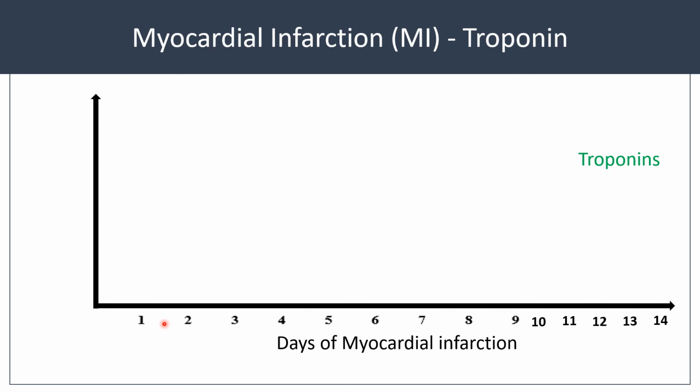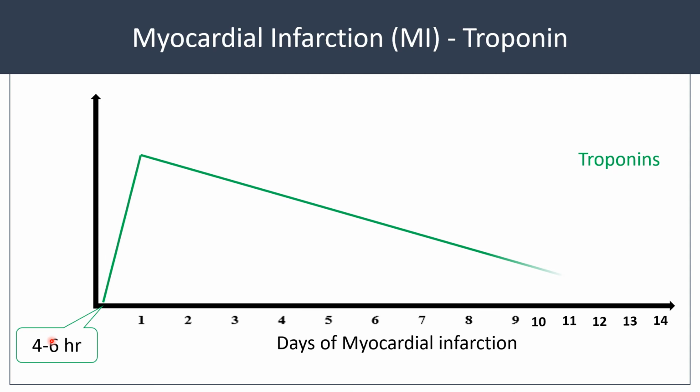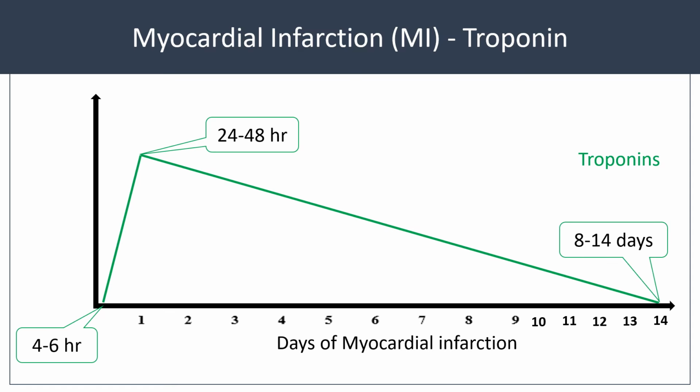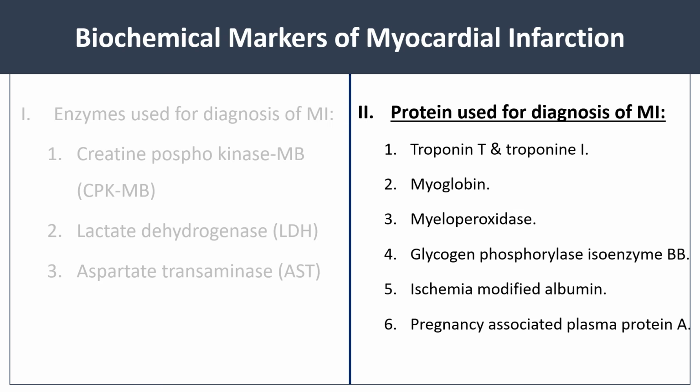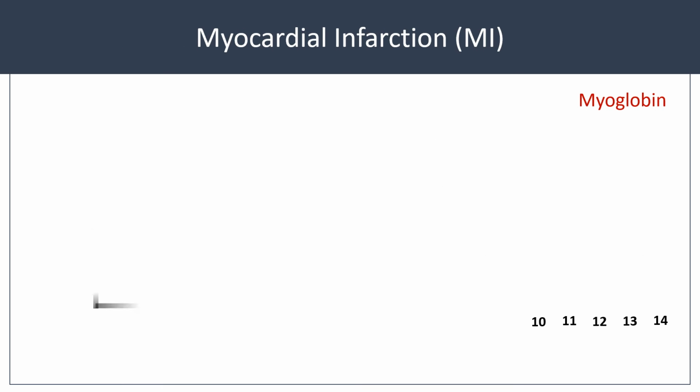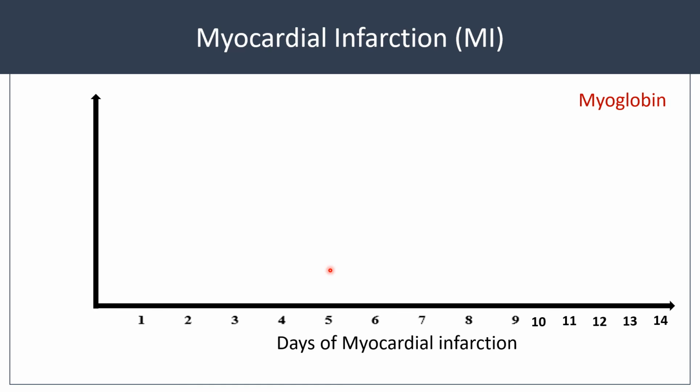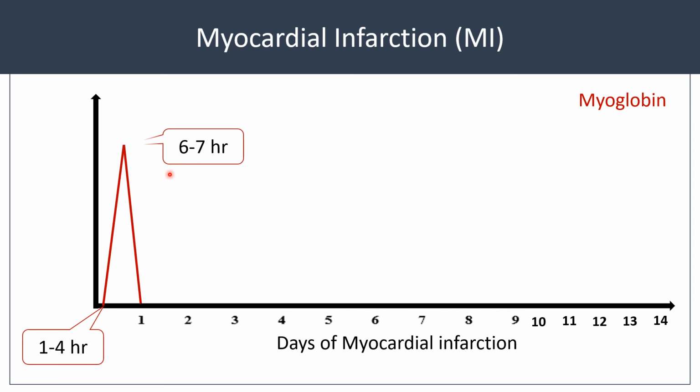So troponin will start appearing, that is, it will start elevating in the blood by 4 to 6 hours, it will reach the peak by 24 to 48 hours, and it will become normal following myocardial infarction by 8 to 14 days. The reference value for troponin I is less than 0.12 microgram per liter. The reference value for troponin T is less than 0.01 microgram per liter. Next, coming to myoglobin. Myoglobin will start elevating in the blood following myocardial infarction by 1 to 4 hours, it will reach the peak by 6 to 7 hours, and it will become normal by 24 hours.